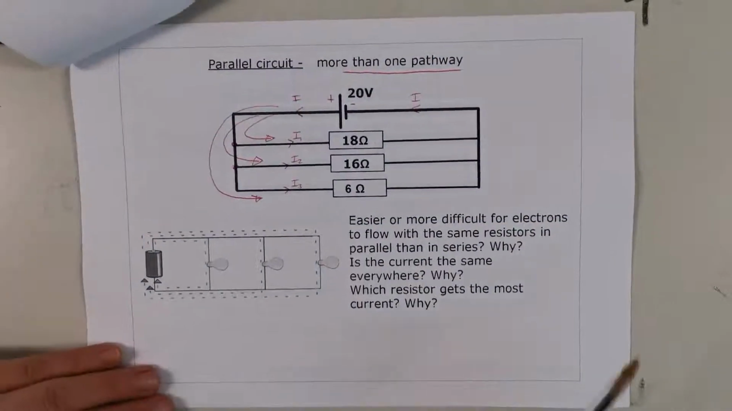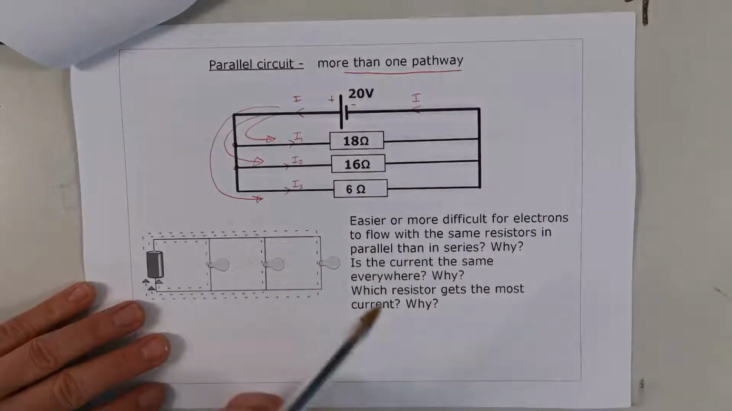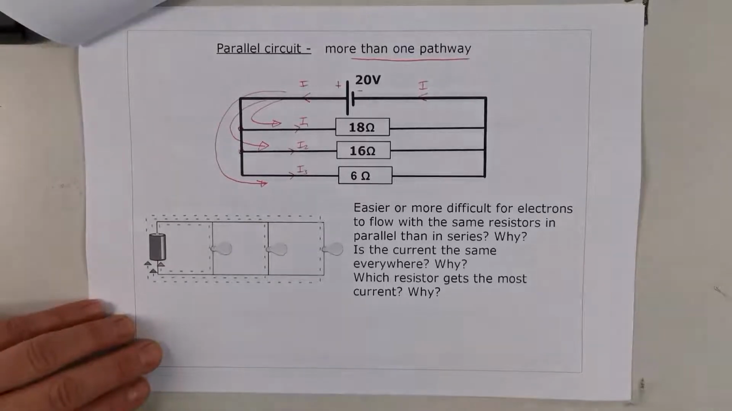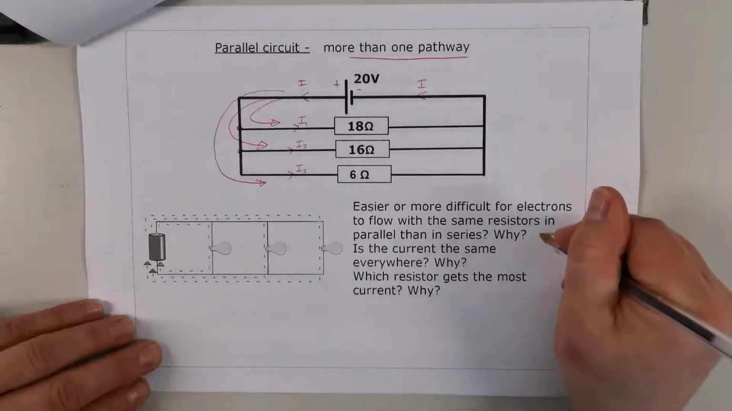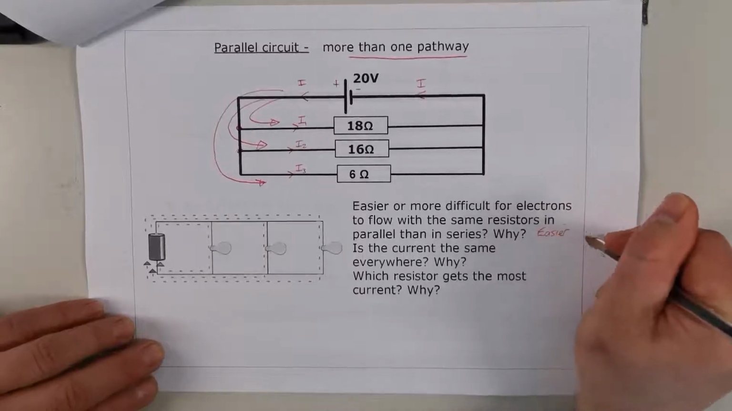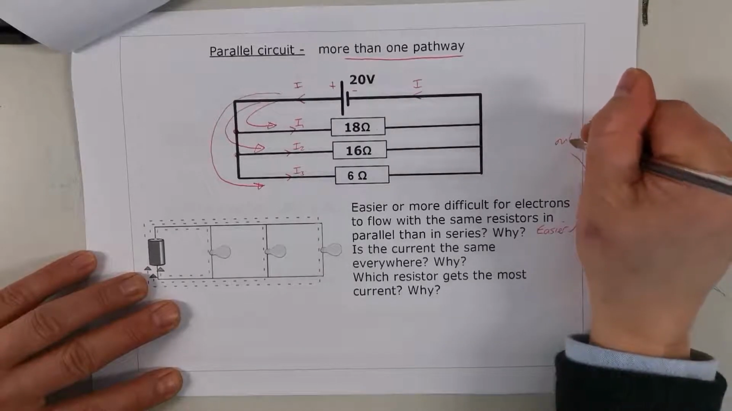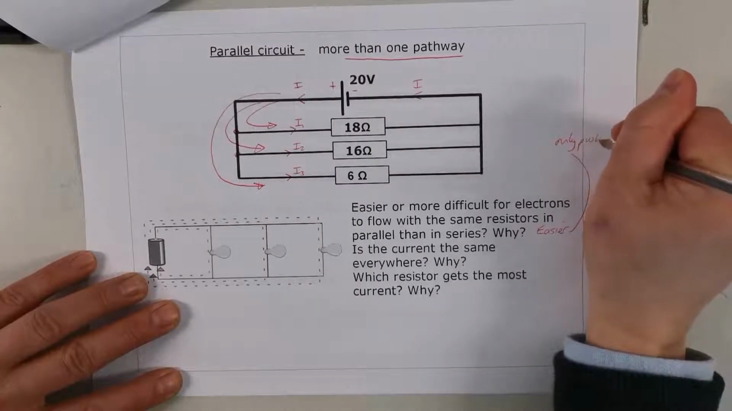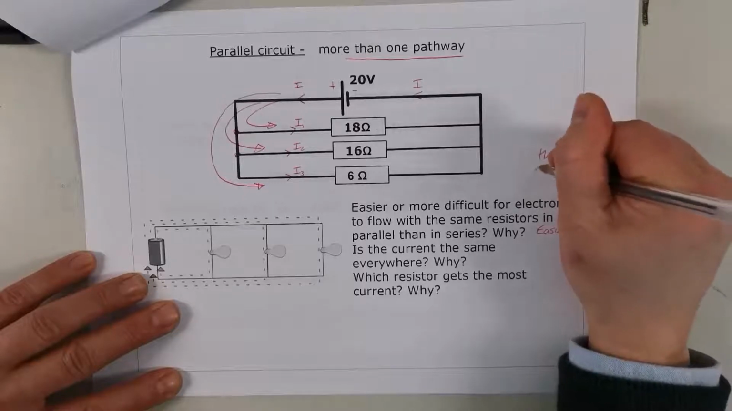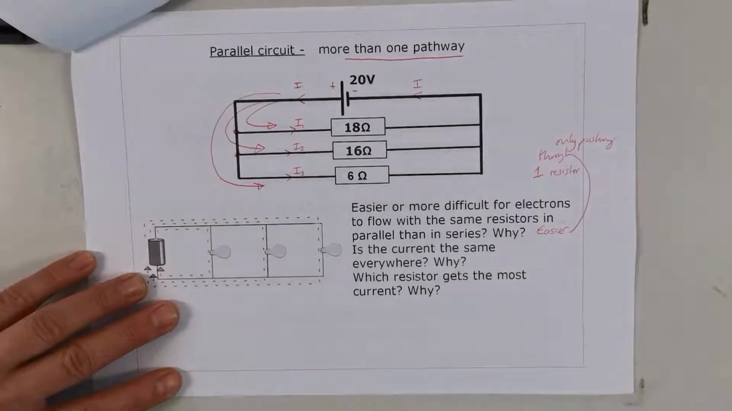This is going to be a bit easier because each electron only has to push through only one of the resistors. So I would say it's easier because they're only pushing through one resistor as opposed to all of them before.